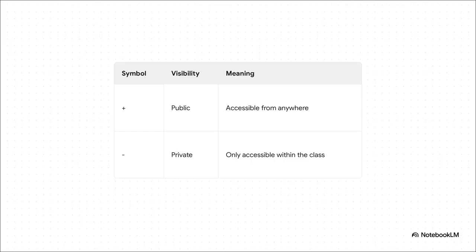You're also going to see these little plus and minus symbols everywhere. They're all about visibility. A plus sign means something is public. It can be accessed from anywhere in the code. A minus sign means it's private, hidden away for the class's own internal use. This is literally how a diagram shows you encapsulation in action.